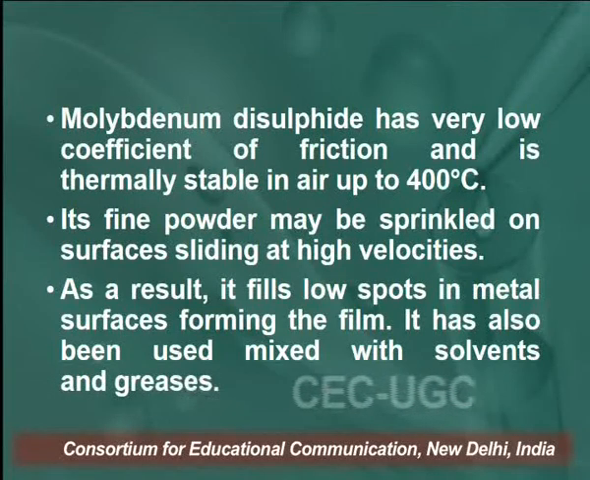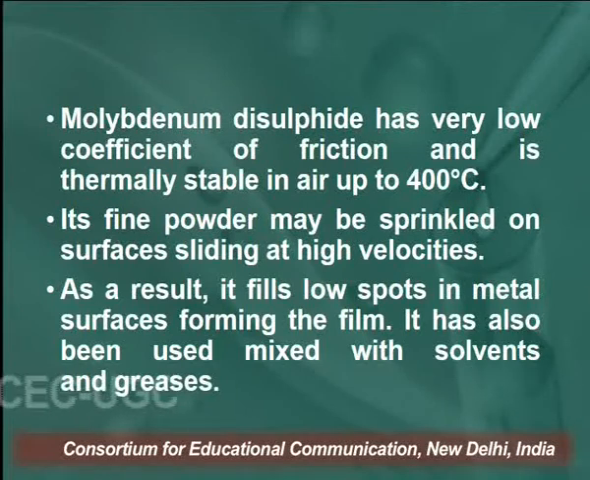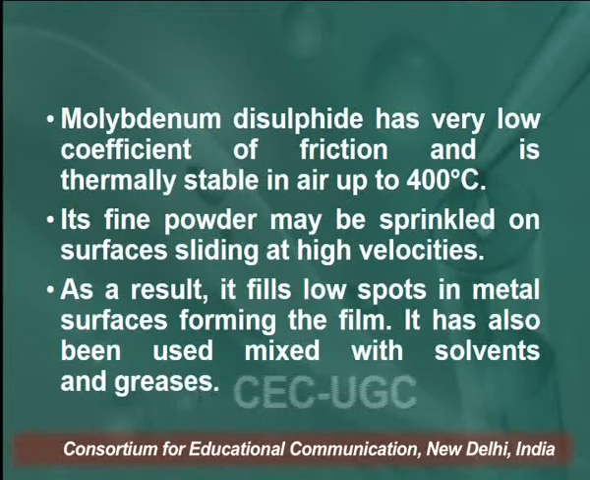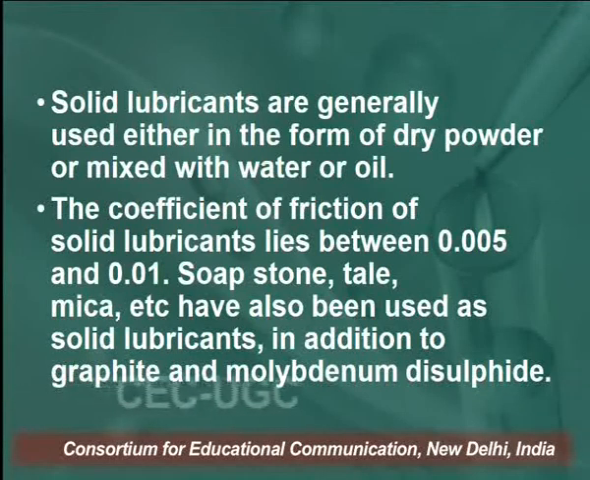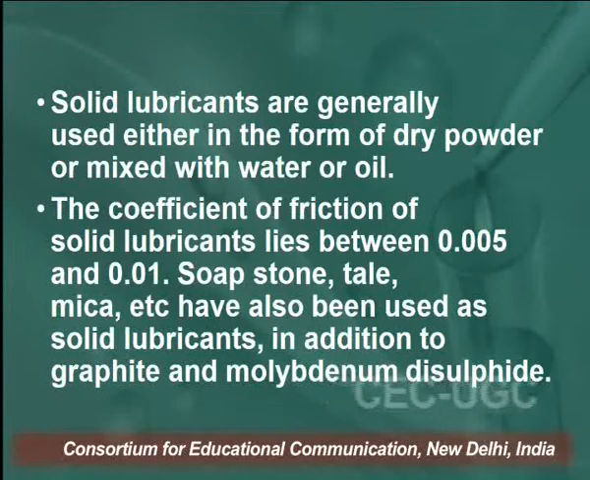As a result, it fills low spots in metal surfaces, forming a film. It has also been used mixed with solvents and greases. Solid lubricants are generally used either in the form of dry powder or mixed with water or oil. The coefficient of friction of solid lubricants lies between 0.005 and 0.01. Soapstone, talc, mica, etc. have also been used as solid lubricants in addition to graphite and molybdenum disulfide.